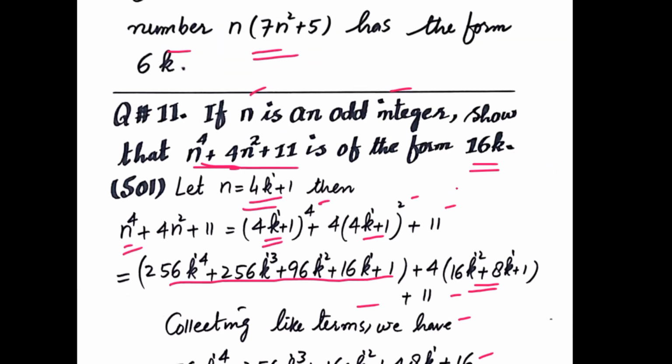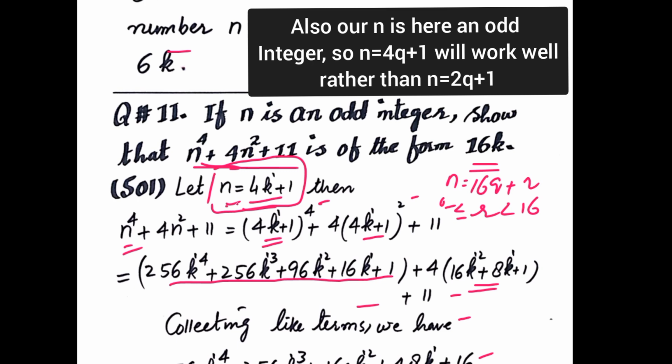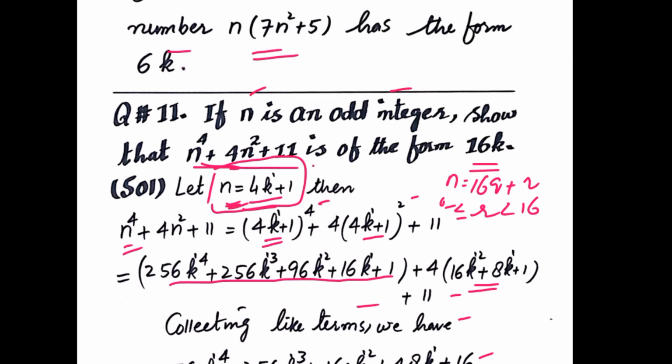In this question, there is no need to write n in the form n is equal to 16q plus r, where r lies between 0 and 16, because when you choose n equal to 4k dash plus 1, this form always gives the final form of 16k. So I hope now you have a clear understanding of problems 2.2.